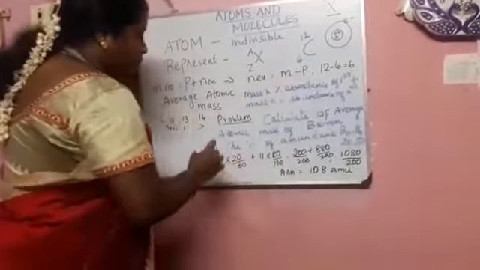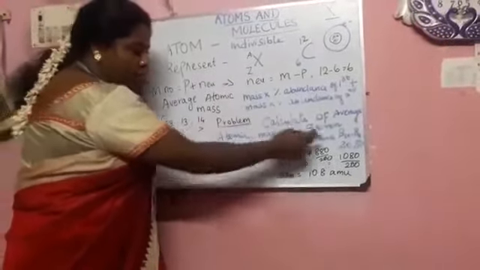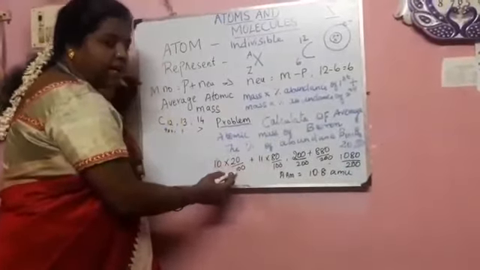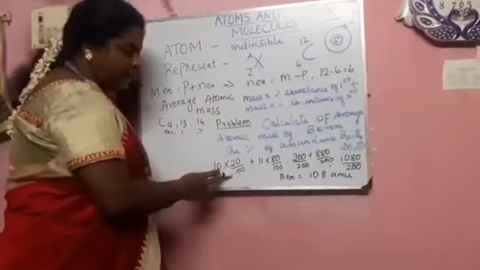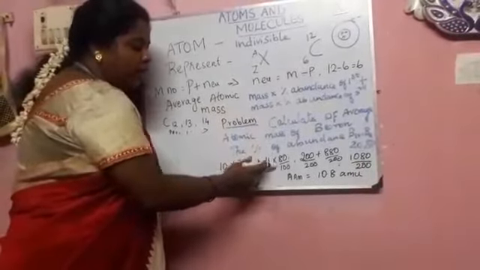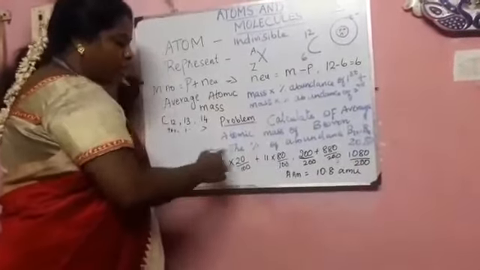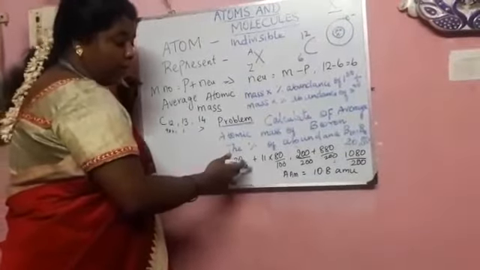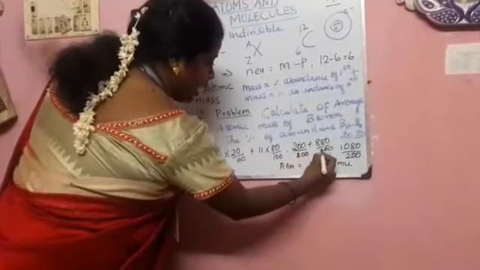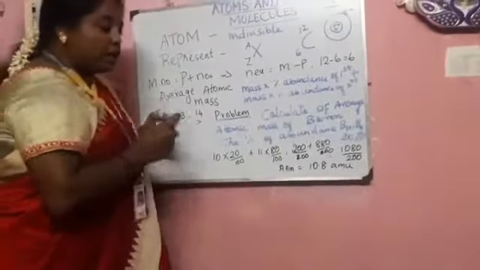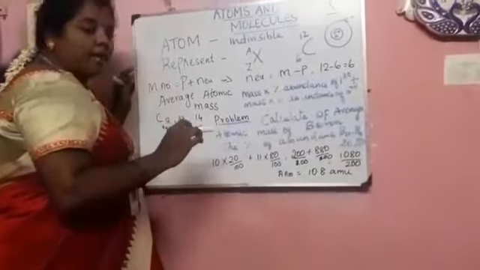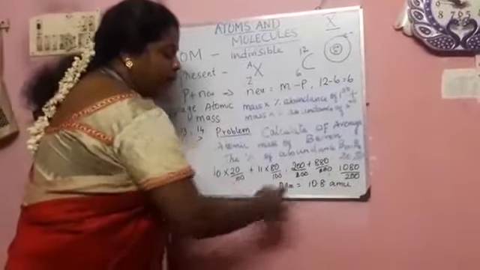So let's calculate that, as per the formula given. The mass is 10, so 10 into 20, the percentage, divided by 100, because we have to find the percentage, plus the second isotope of boron, 11 into 80 by 100. So 10 into 20 is 200 divided by 100, and 11 into 80 is 880 divided by 100. So 1080 divided by 100. The average atomic mass is 10.8 AMU.